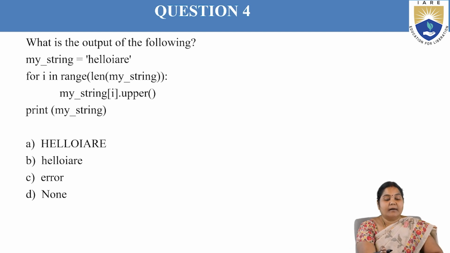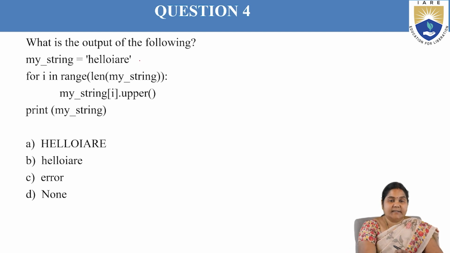Now, what is the output? There is a string called hello IARE. For i in range of length of my string. Yes, this will work because the range function requires an integer. So the length function will give you the exact length of this string. What is the length of this string? 5 plus 4, 9. So this is range of 9 now.